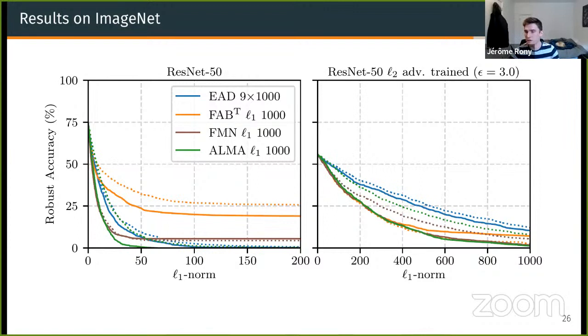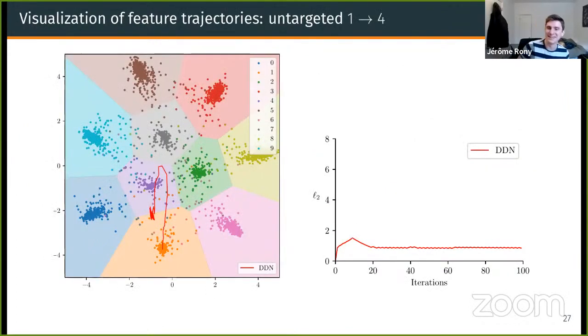And yeah, a presentation wouldn't be complete without some eye candy. So I did some visualization of the trajectories of the optimization. And I think they show several things. So here we have the feature space of a model. So it's not the input space of a model, it's the feature space of a model trained on MNIST.